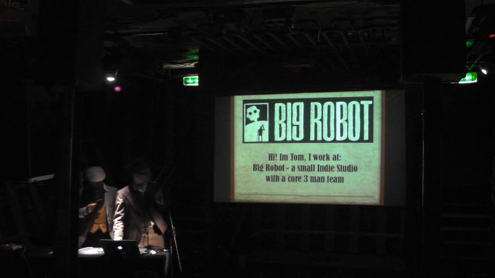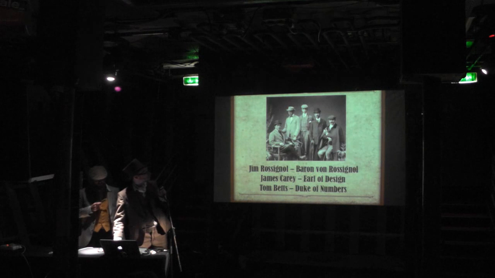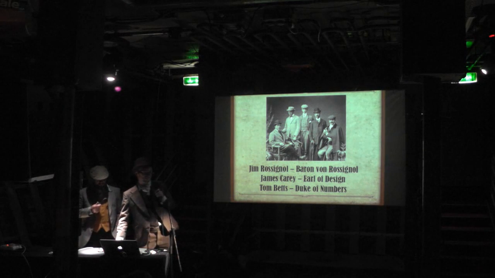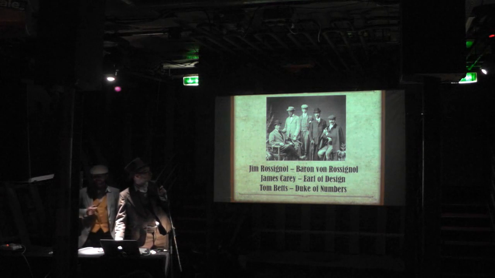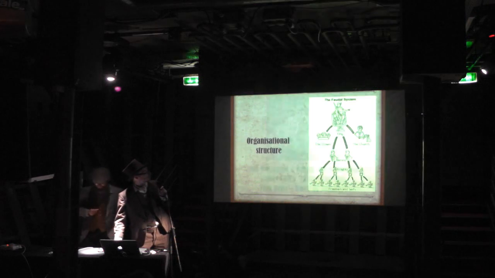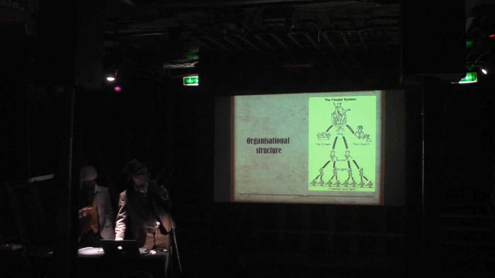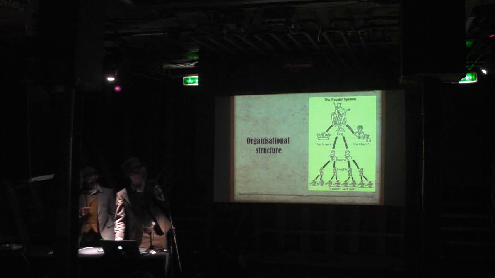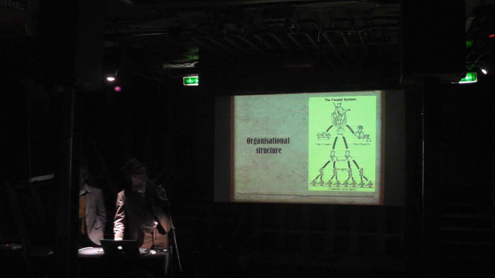So this is our company. This is the people, basically the core of the company. We've got very official titles, that's the proper photograph of us as well, obviously. This is our organisational structure. We use the feudal system, but we've run out of serfs at the minute. They've all got some sort of disease.